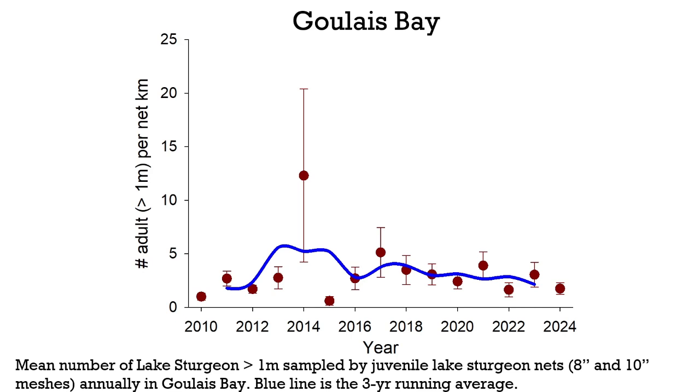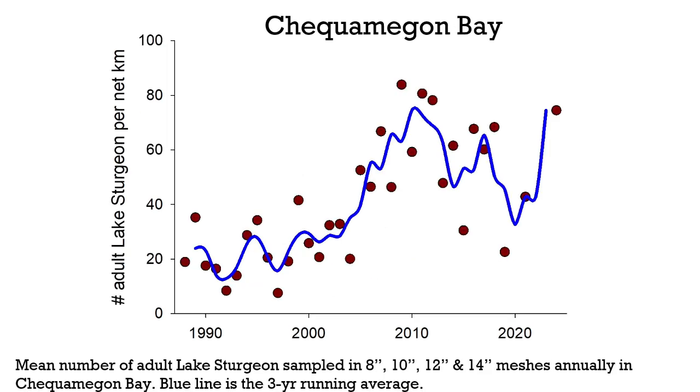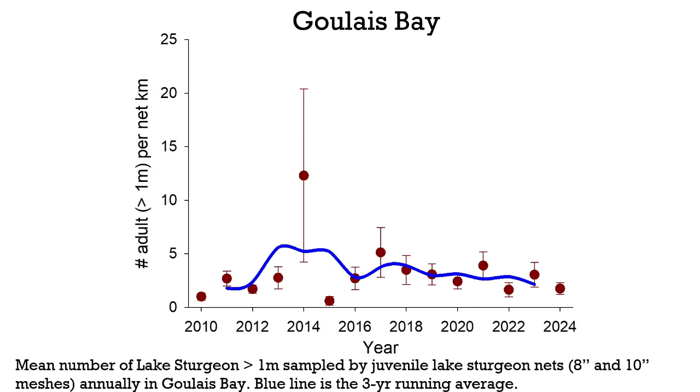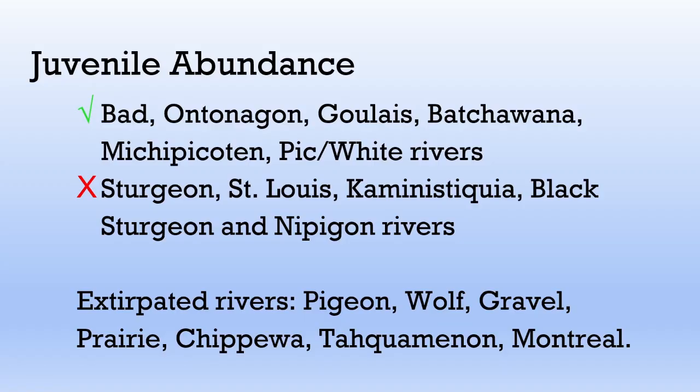But I do want to note that the scale is completely different. Here in Chequamegon Bay, we're seeing on average probably 70 fish per gillnet kilometer. In Gooley Bay, we're less than 5. So that's the difference between a population that we think is doing really well versus one that we think is doing pretty well, but nowhere near the number of adults in Gooley Bay as we have in Chequamegon Bay.